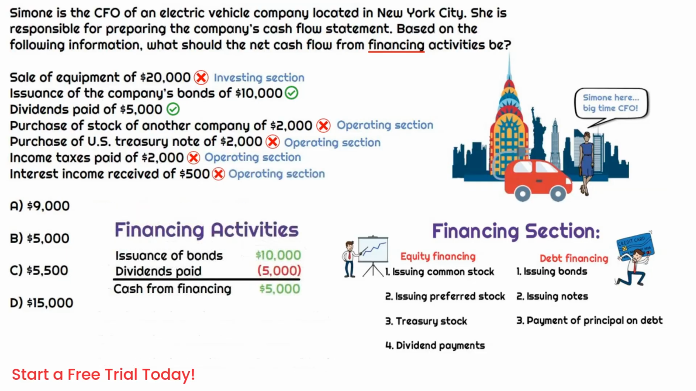So the only 2 items that will impact the financing section are going to be the issuance of company bonds for $10,000, right? That's going to be a positive $10,000 because it's an inflow. But then we paid dividends of $5,000. That's negative. So that results in a net cash inflow from financing activities of $5,000. So that's the correct answer.